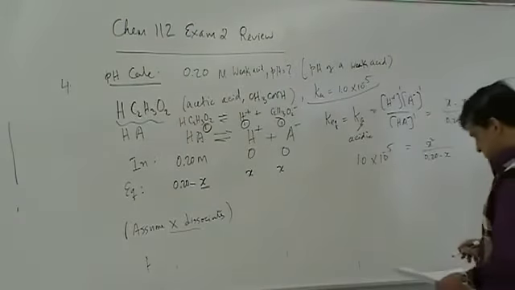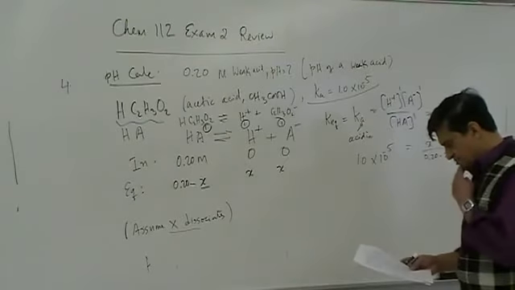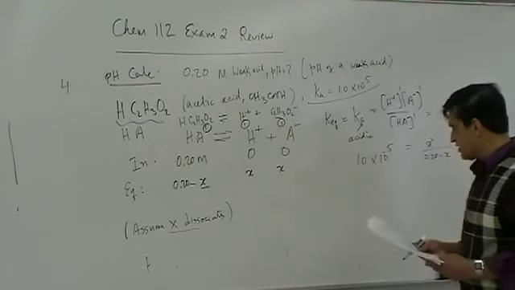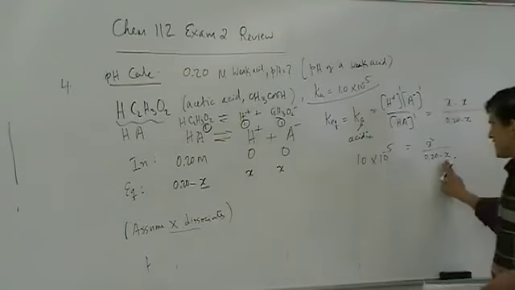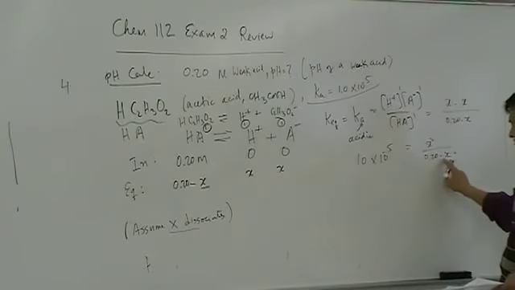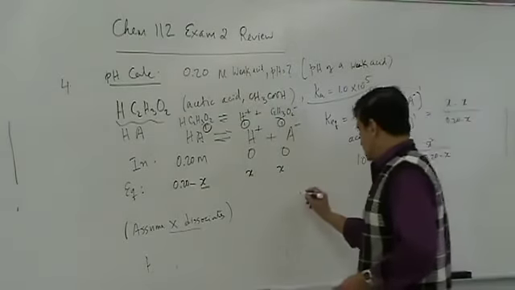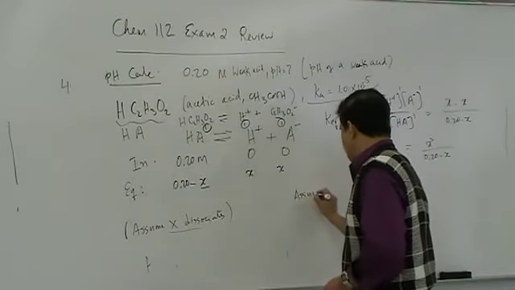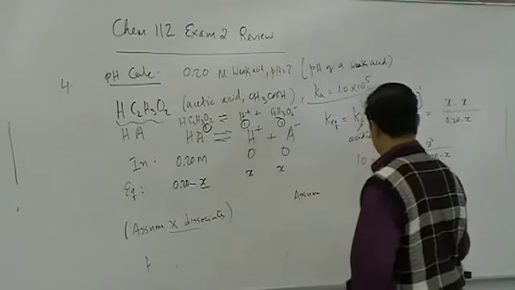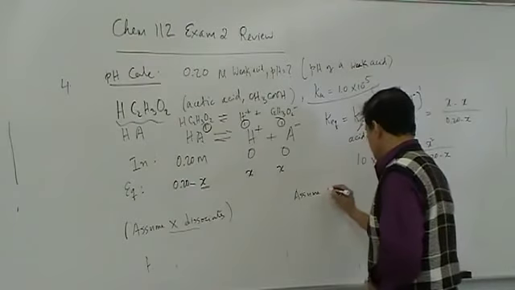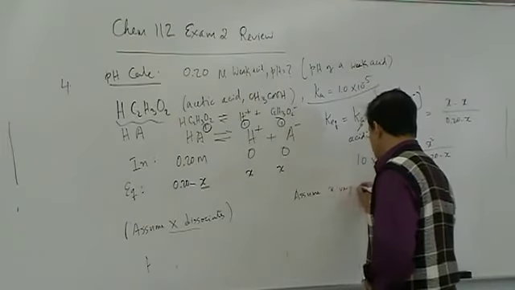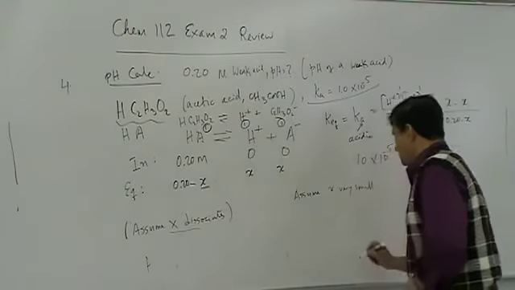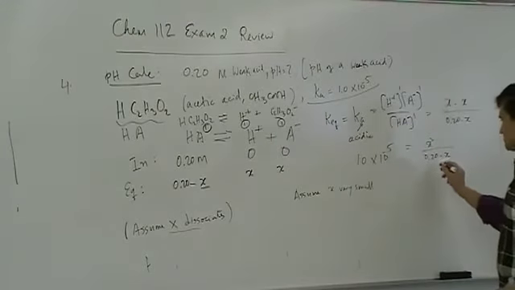Now you need to solve it. Now, there are two ways to solve it. The quick way of doing it would be to assume that x is pretty small compared to 0.20, so that way you don't have to do quadratic solution. Assume x very small. Assume that x is very small compared to 0.20.